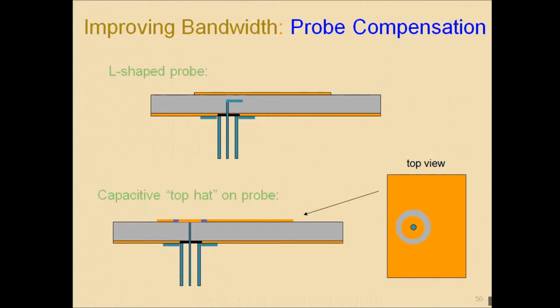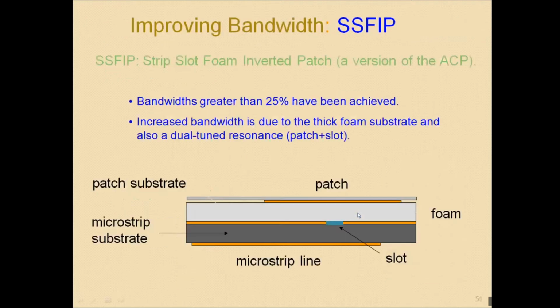For improving the bandwidth, you can go for the L-shaped probe or a top hat on the probe. Many types are available: strip, slot, foam, inverted patch, inverted F antenna, which is used for laptop antennas. We can use the inverted planar F, and we can increase the bandwidth by 25%.